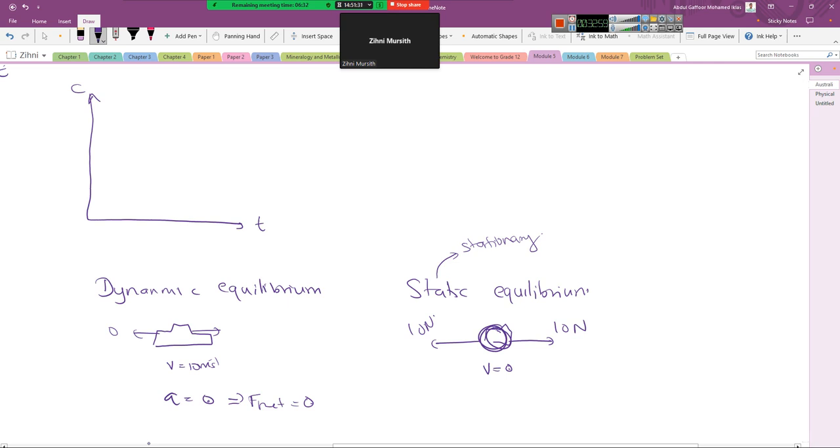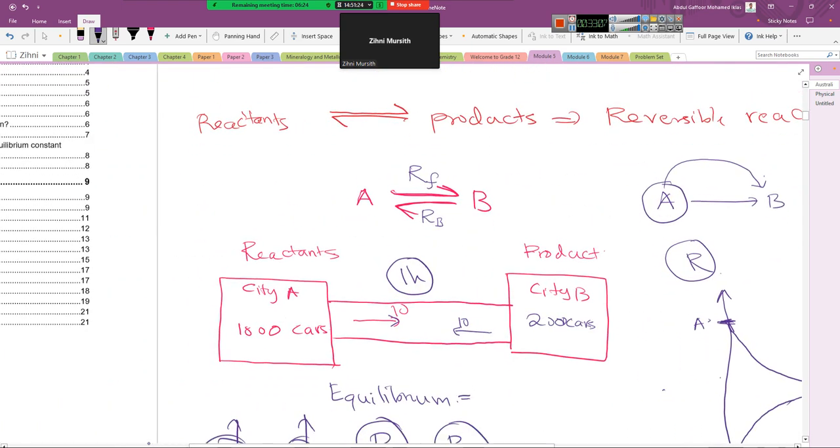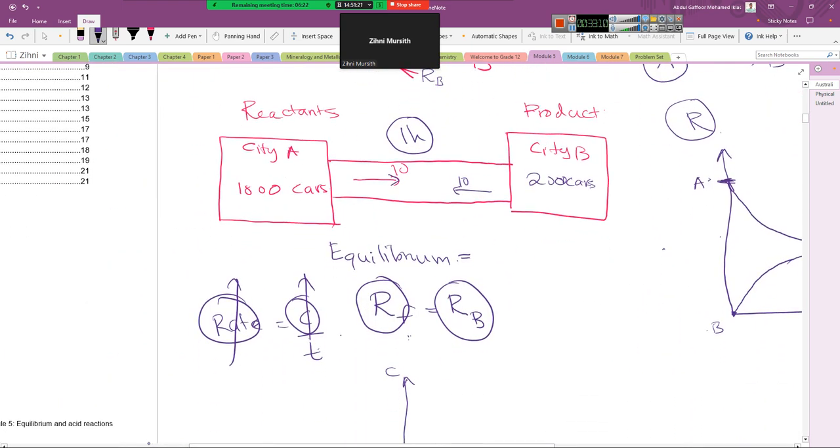The net force is 0, but still the car is moving. So likewise here you see what is happening. The net number of cars moving from city A to B is 0, because why? In this direction 10, in this direction 10, but still the cars are moving, right? Can you understand that? Can you just imagine this scenario? Okay, so this is called dynamic equilibrium, and the main point that you should know is that in dynamic equilibrium, RF is equal to RB, right?